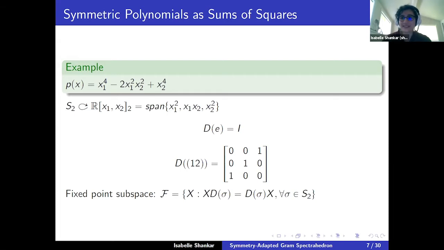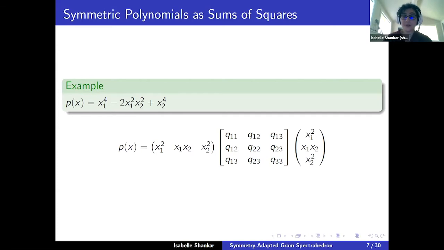And with Sn being just the nicest group possible, that means that the fixed point subspace is exactly the set of symmetric matrices that commute with this representation. Of course, everything commutes with the identity, so it's really just, we restrict to matrices that commute with this matrix here. So let's see how that plays out in this example.